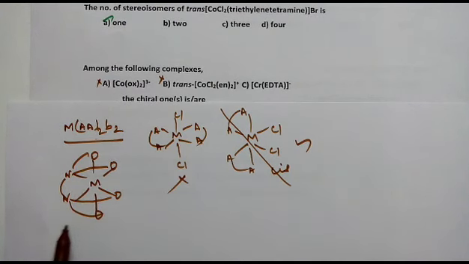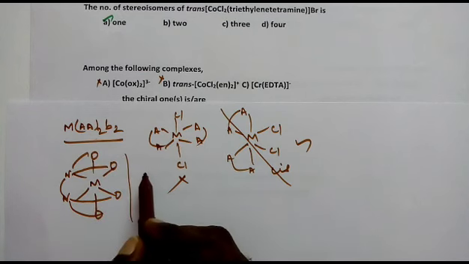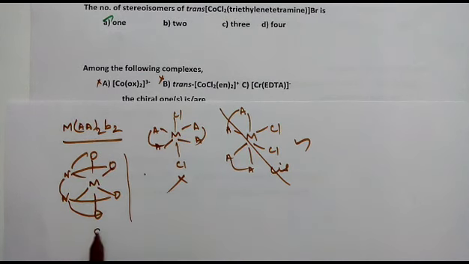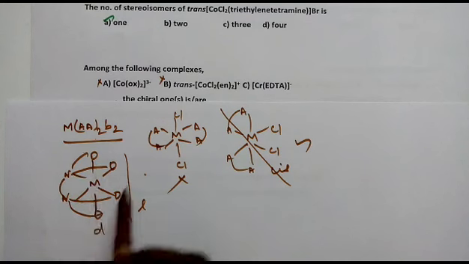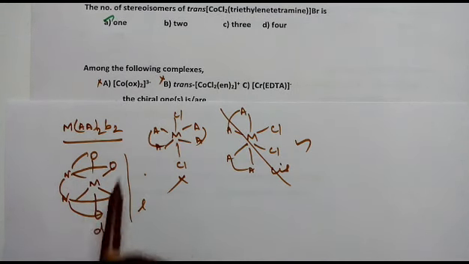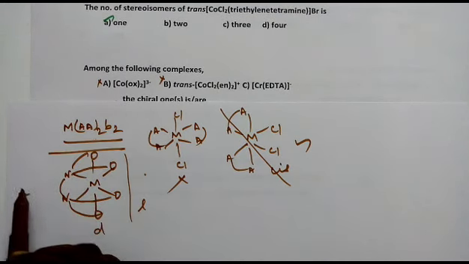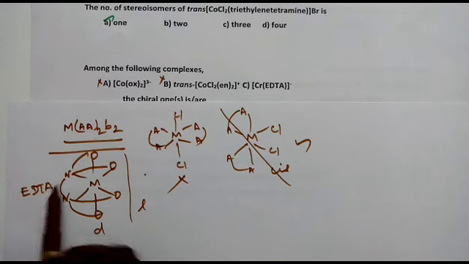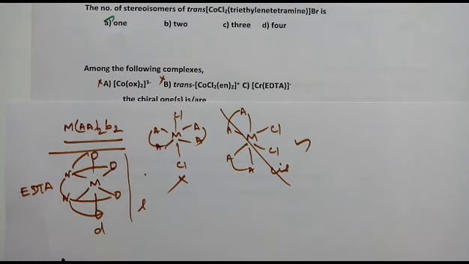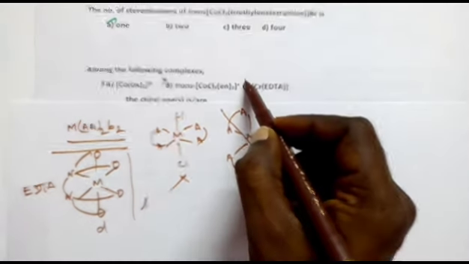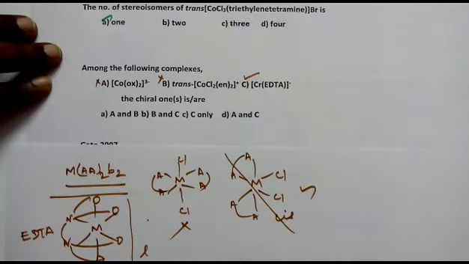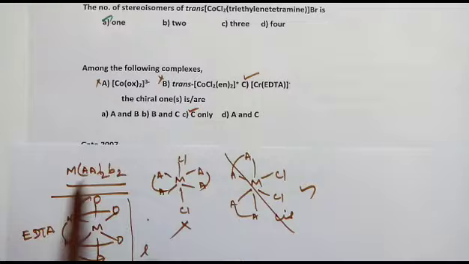This one is optically active, and it will have its mirror image. If it is D, then you will have L. This is the EDTA complex. The EDTA complex is optically active. So your answer is C only.